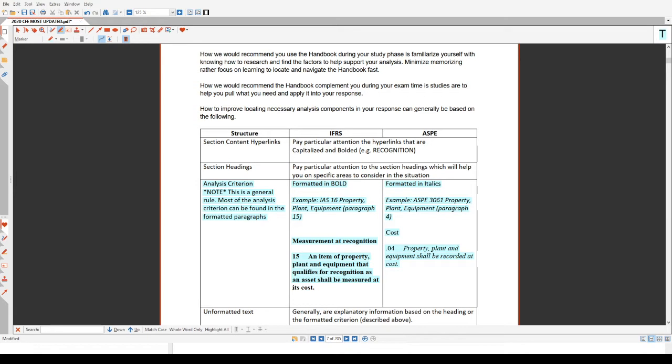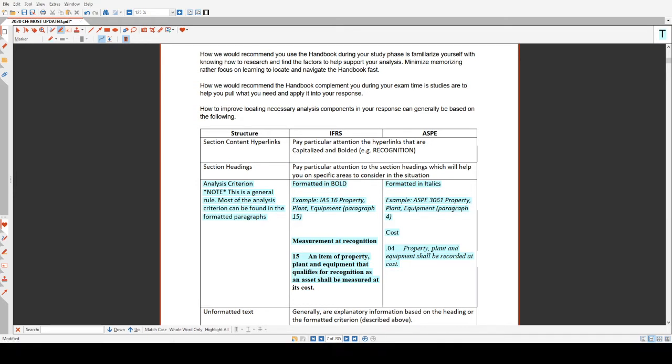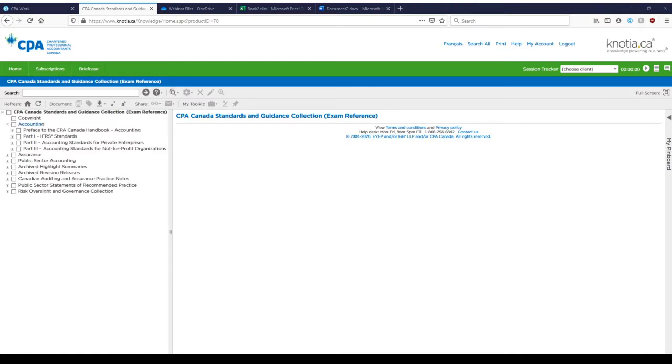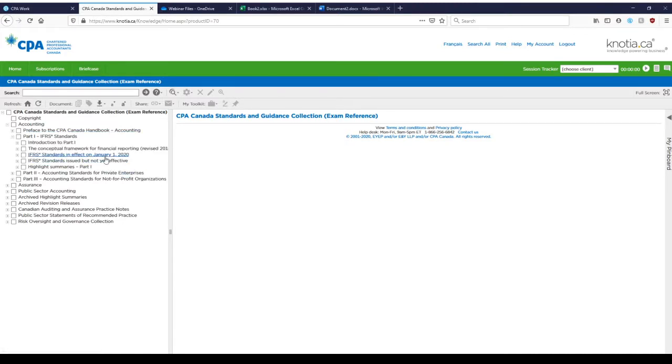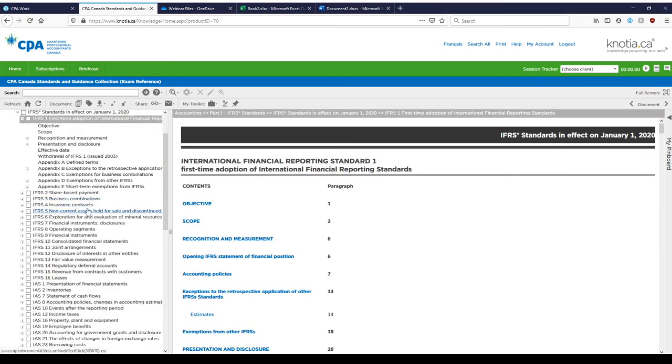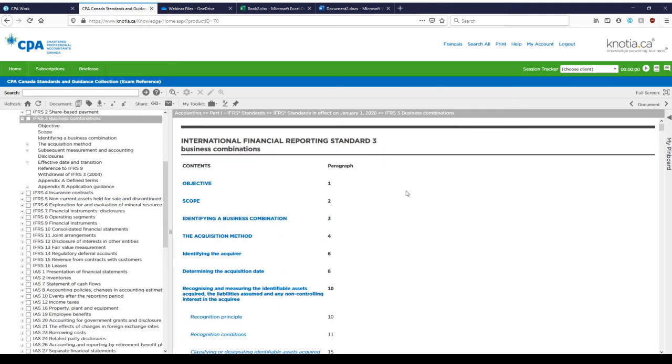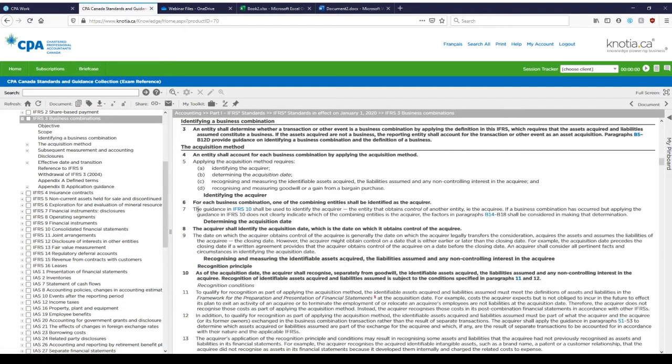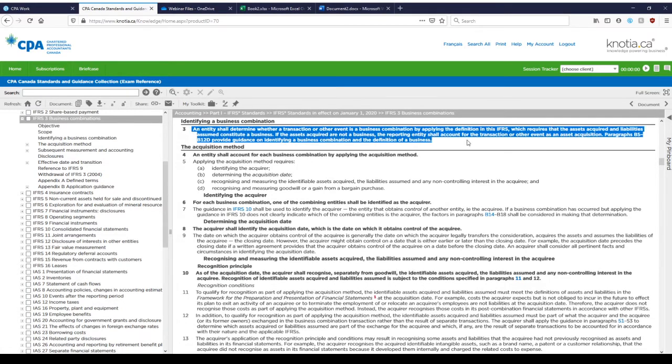So, business combinations. If we go to business combinations in the IFRS standards, you'll see Business Combinations, IFRS 3. If you go through it, let's say identifying a business combination, that's one of the criteria you need to do. You'll have "an entity shall determine." You see how it's bolded here? You've definitely got to pull that into your analysis.